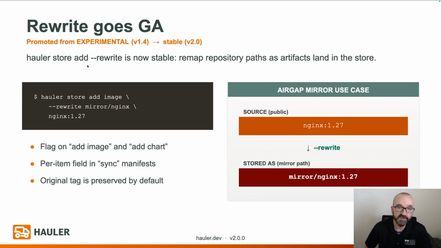So when you pull in, you can see the examples here. When you pull in that artifact, you can use rewrite to say, give me a different path for that particular artifact, so that when you do the copy, it just goes where you expect it to on the destination route.